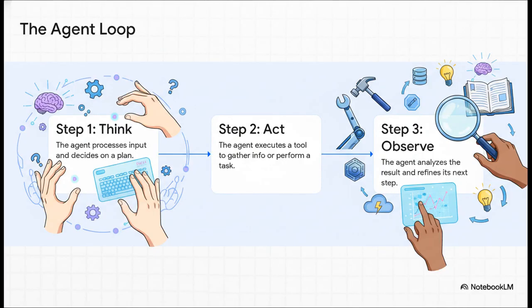Well, it follows this really simple but powerful loop over and over again. First, it thinks. It looks at the problem and comes up with a plan. Next, it acts. It picks a tool from its toolbox and uses it. And finally, it observes. It looks at what happened, learns from the result, and refines its plan for the next step. Think, act, observe. It just keeps doing that until the job is done.